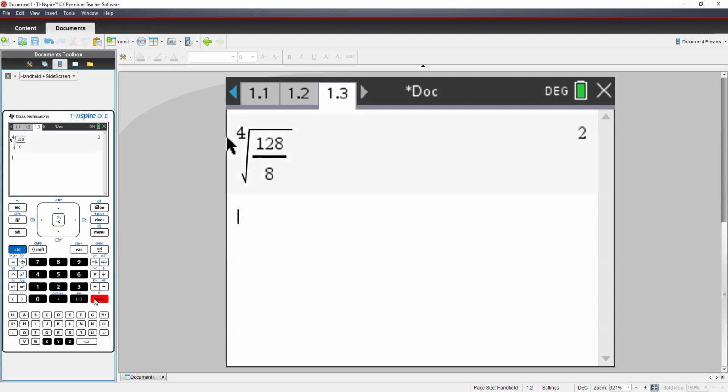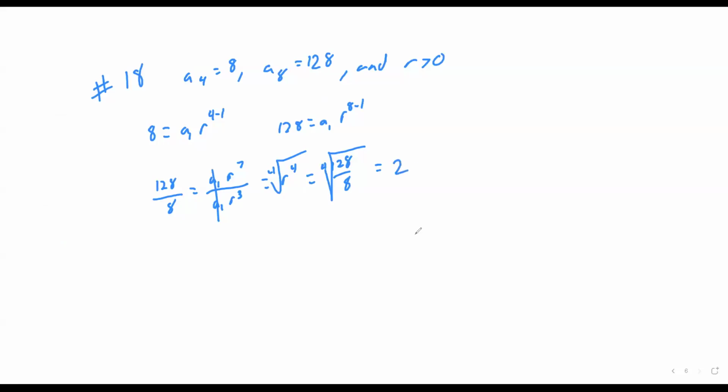And there you go. And this happened to be 2. So that's great. So when you come back, this will give me 2 as my answer. So there's my ratio. The only issue now is I've got to figure out what a sub 1 is. And you can use either one of these equations here to figure that out. So I'm going to stick with the first one, but you could use that one too.